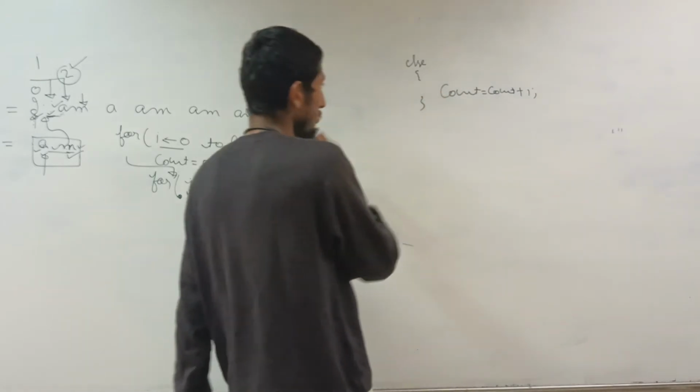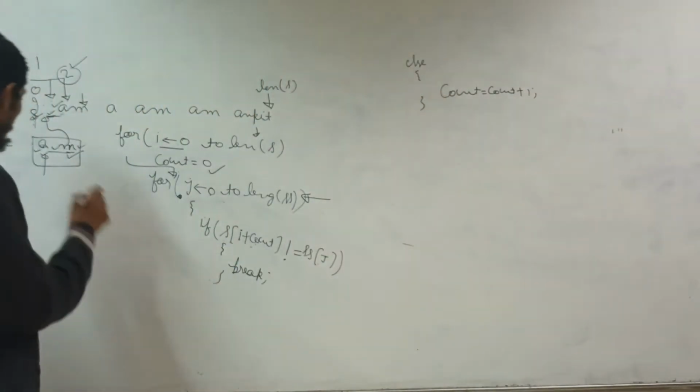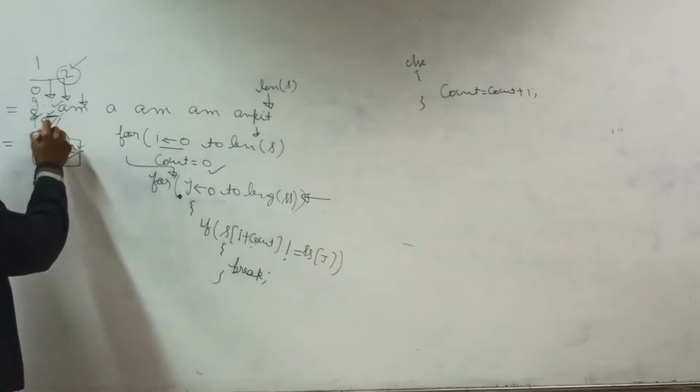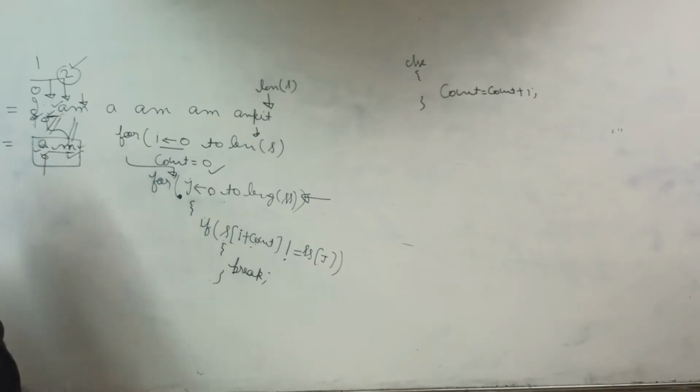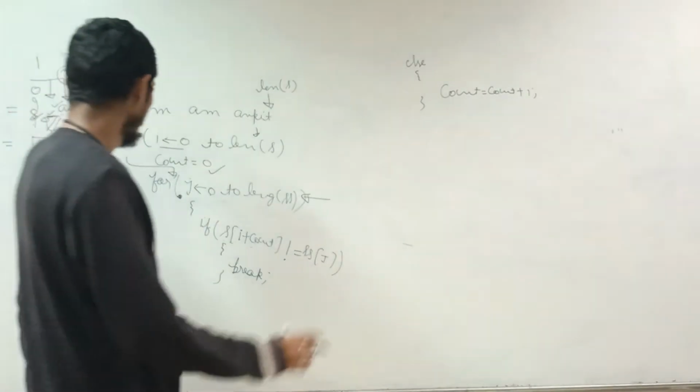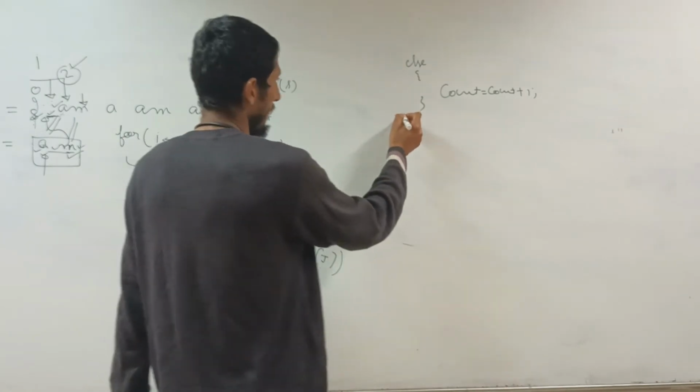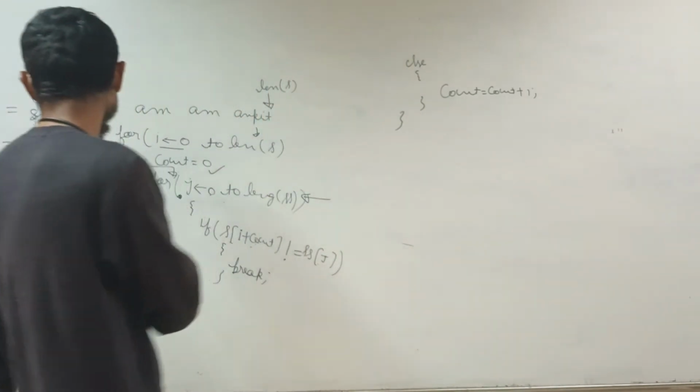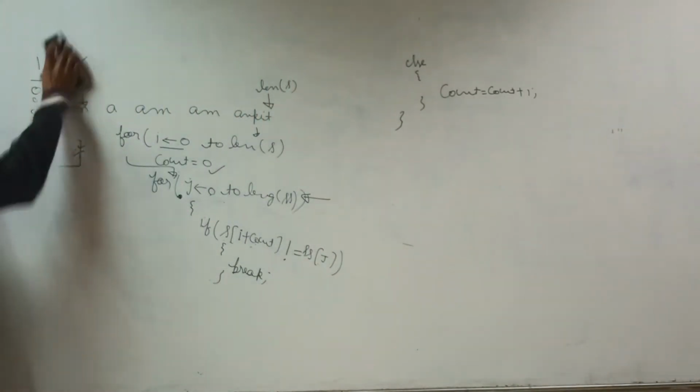So it will indicate to the compiler that the first character has been matched. Now you have to match the second character. Okay, so that is all about matching. Now let me run this one.